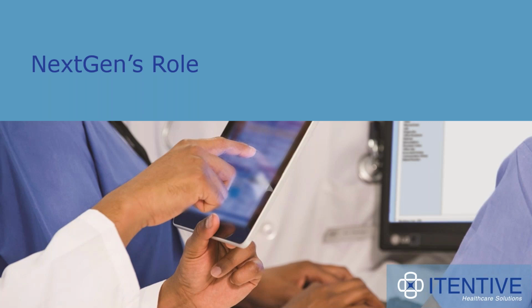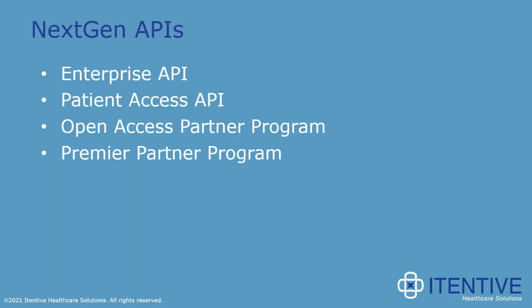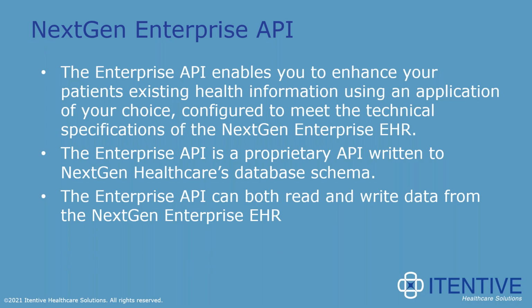So let's go ahead and wrap up today's webinar by looking at what NextGen specifically is doing with APIs and what you need to have in place to be compliant. So NextGen has multiple APIs and API programs in place that we'll cover. These include the Enterprise API, the Patient Access API, and then they have their Open Access Partner Program and their Premier Partner Program. So we're going to start with NextGen's Enterprise API.